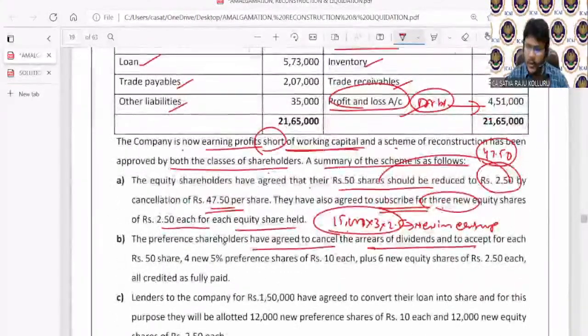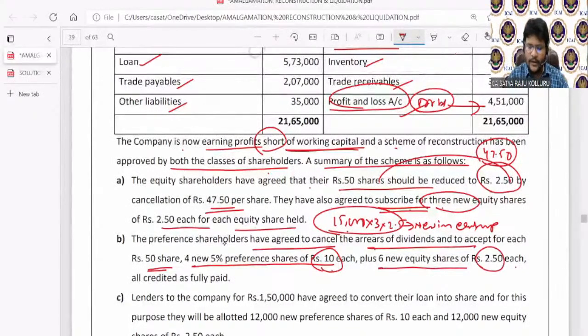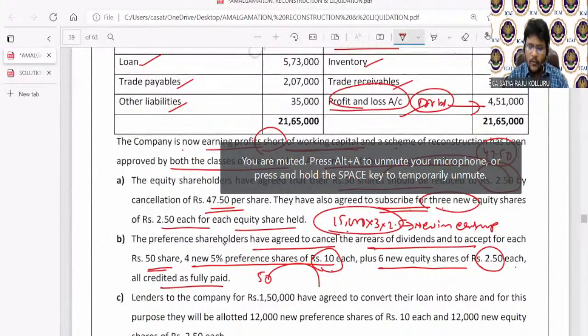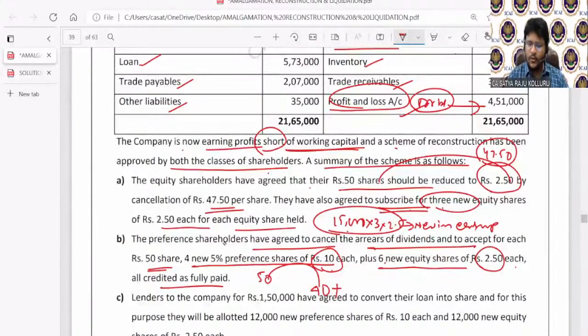Next, let me continue. For each 50 rupees share, 4 new 5% preference shares of 10 rupees each, plus 6 new equity shares of 2.50 each, all credited as fully paid up. We know for the 50 rupees face value of the preference share, we are paying 4 into 10, 40 rupees in the form of preference shares, plus 6 into 2.5, 15 rupees in the form of equity shares. Sir, for every 50 rupees, you are paying 52.50 per share. Sir, 52.50 per share means an excess of 2.5 rupees you are paying to the preference shareholders. Now, that needs to be transferred to the reconstruction account. Sir, what is the journal entry, sir?